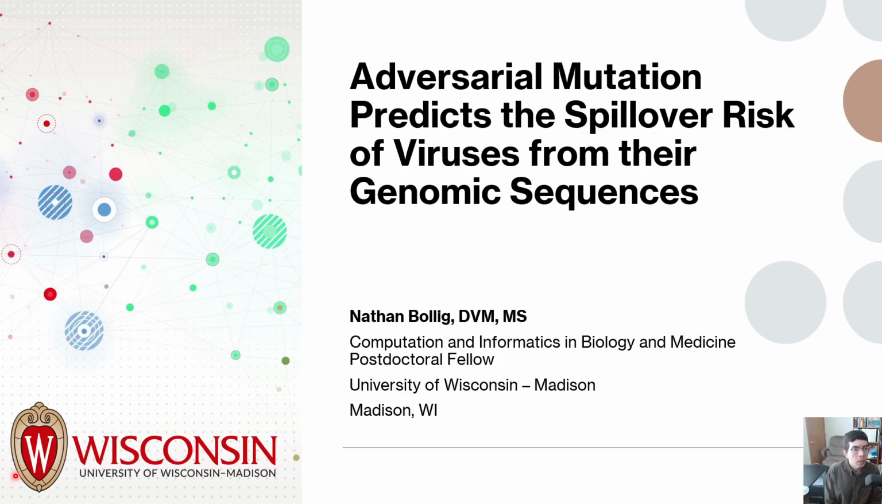I'm a veterinarian affiliated with the Computer Science Department at the University of Wisconsin. This poster is about adversarial mutation, a method for predicting the spillover risk of viruses from their genomic sequences. Spillover refers to the process of an animal virus moving into a human population, and efforts to improve the prediction of viral spillover are significant for pandemic prevention.